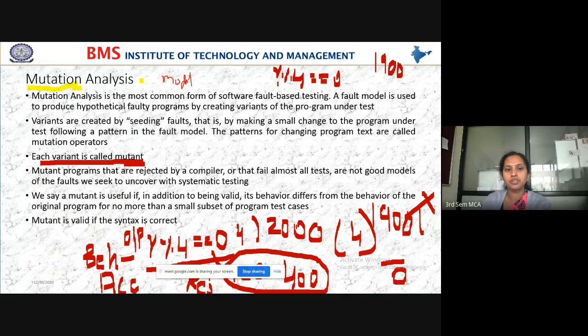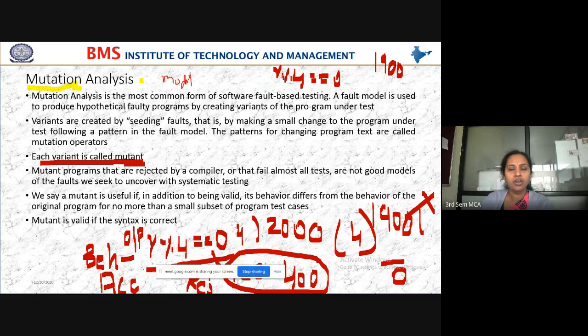For all types of inputs. So here I'm doing the changes in the program. When I do the changes in the program, it should not affect the output that we are expecting. It should not affect the behavior of the program. If it is affecting the behavior of the program, then this mutation will be rejected.